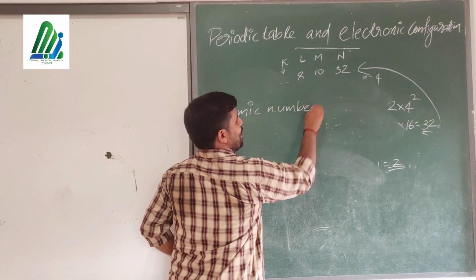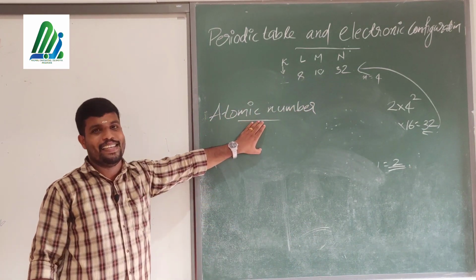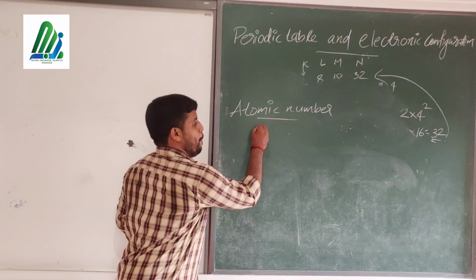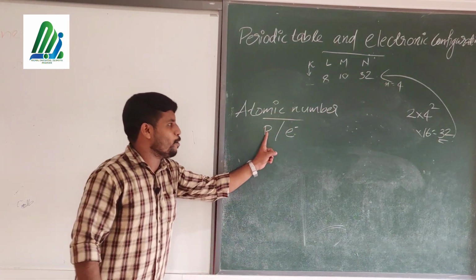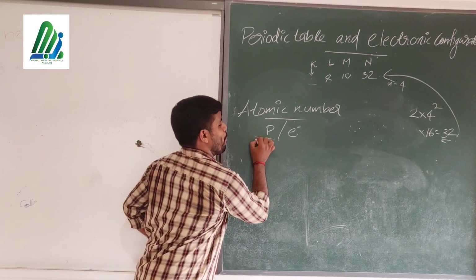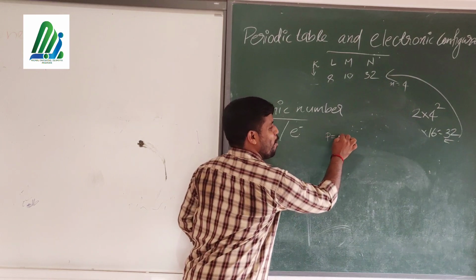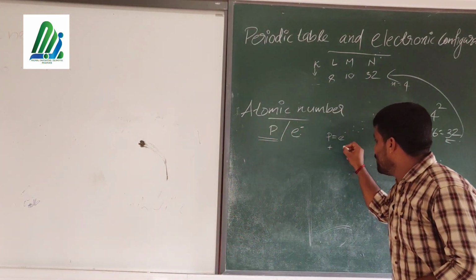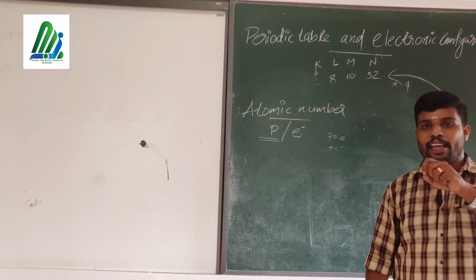Okay, now we are just discussing atomic number. Again, I just told you this already, you have studied it in 9th standard. Atomic number is the number of protons or electrons in an atom, and generally it is the number of protons in an atom, because the number of protons and electrons are equal in an atom, and the positive charge and negative charge are equal. That's why an atom is electrically neutral.